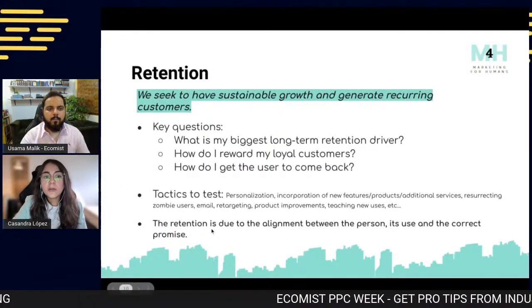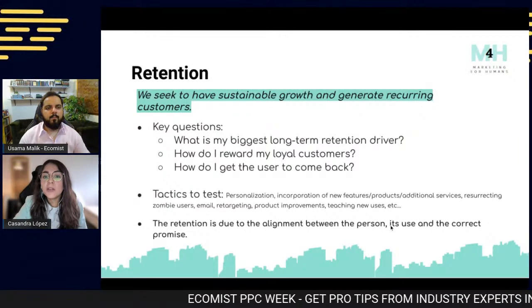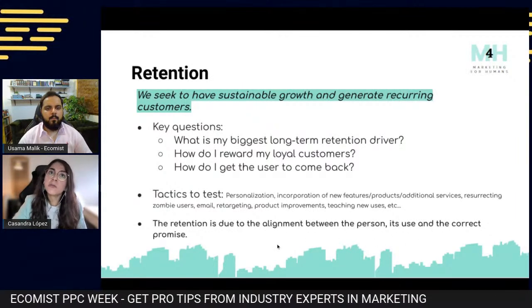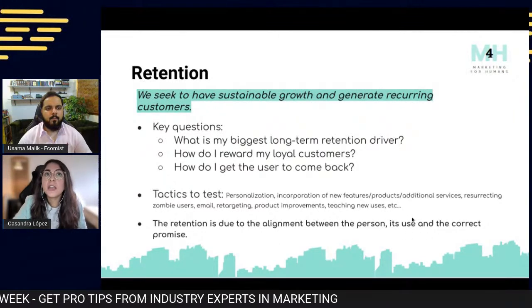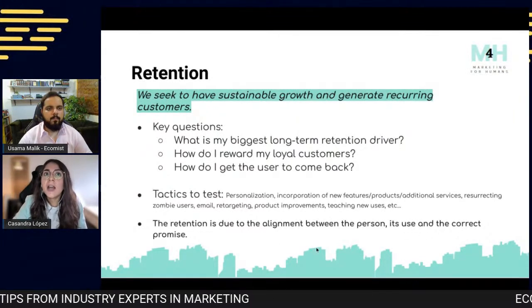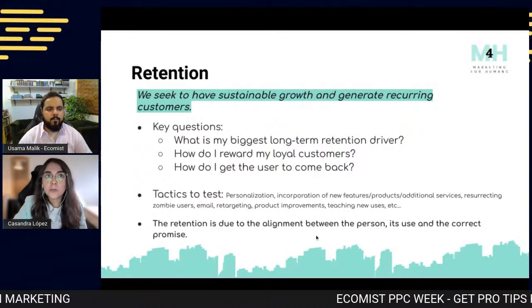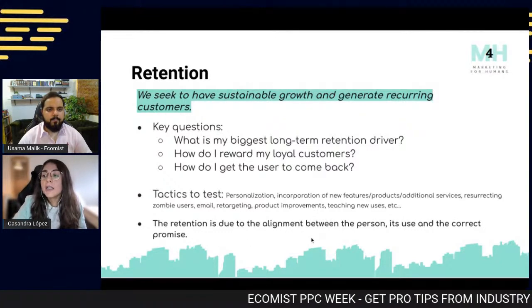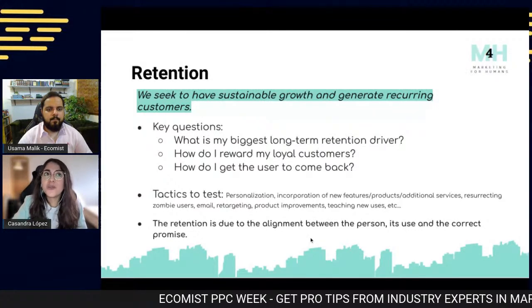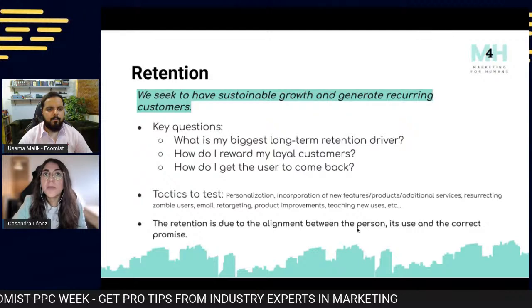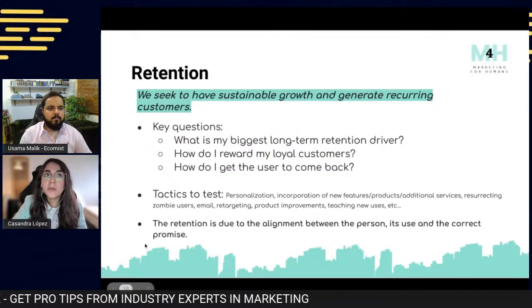So here, retention is due to the alignment between the person, which is Casandra, the use, Casandra wants running shoes because she likes running on grass when it's raining, and the correct promise. Hey, Casandra, my running shoes are waterproof, and they will be perfect for you when you run in the rain. So we have to align this: the person, the use, and the promise we are making.